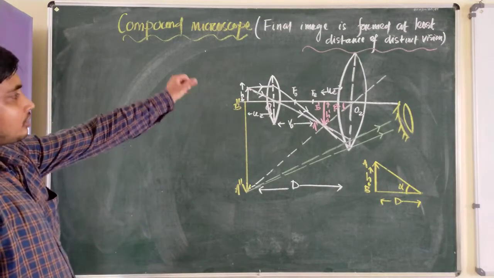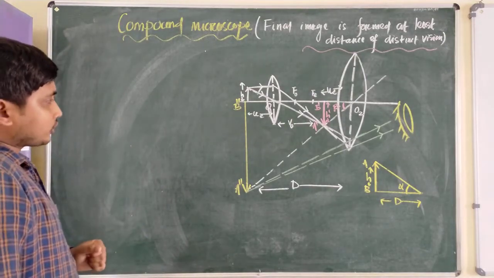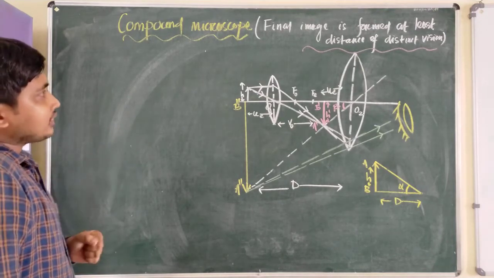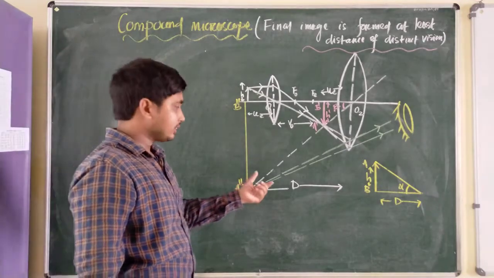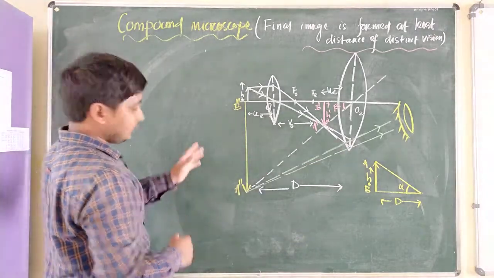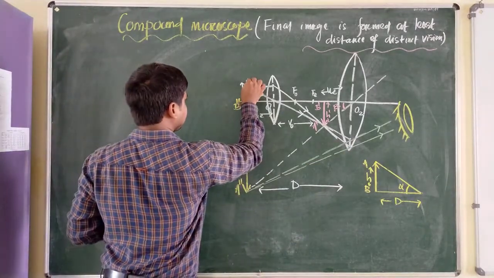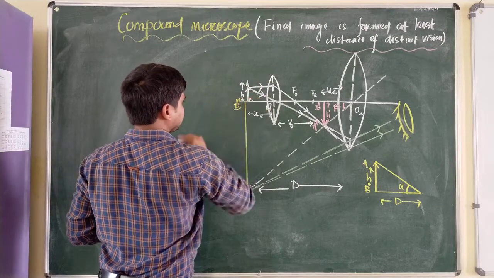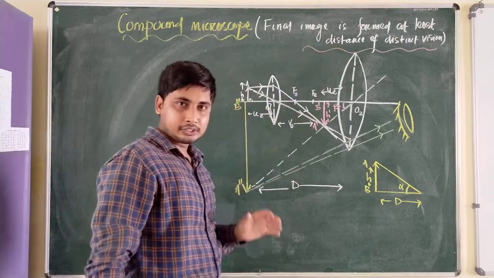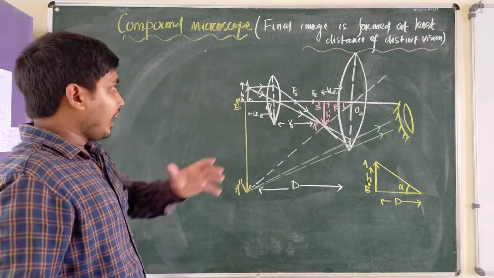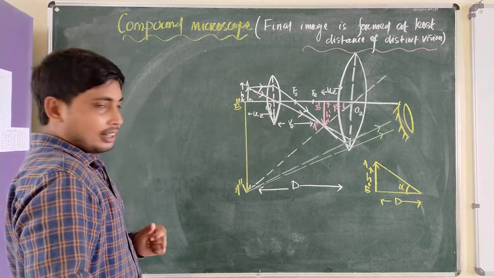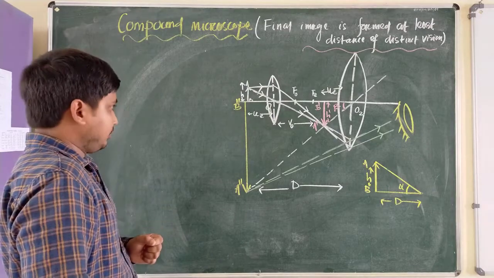Now you can see that I have drawn the image formation diagram of this compound microscope, where the final image is formed at the least distance of distinct vision. Let us just see the diagram. Here AB is the object, this one is the objective lens, and this one is the eyepiece lens. As you know, the eyepiece lens has a larger focal length as compared to the objective.